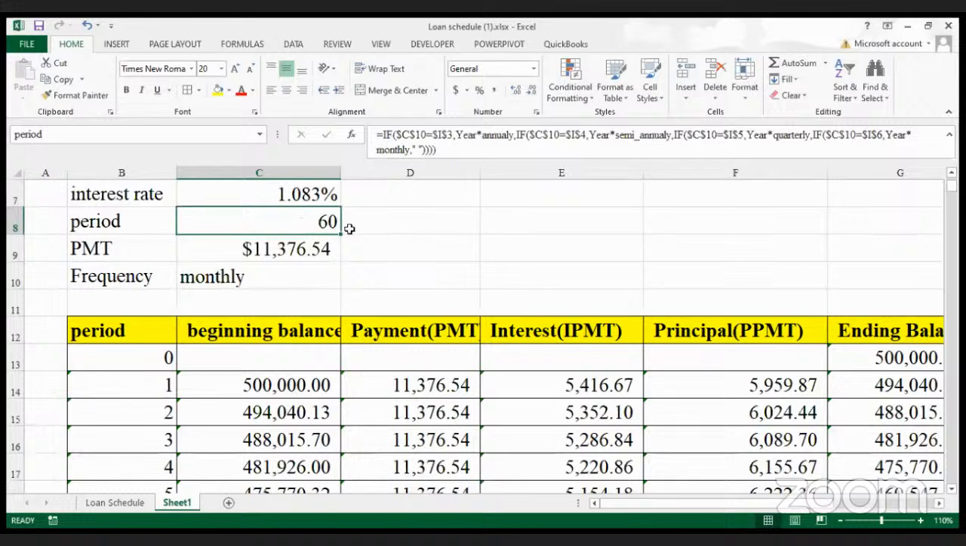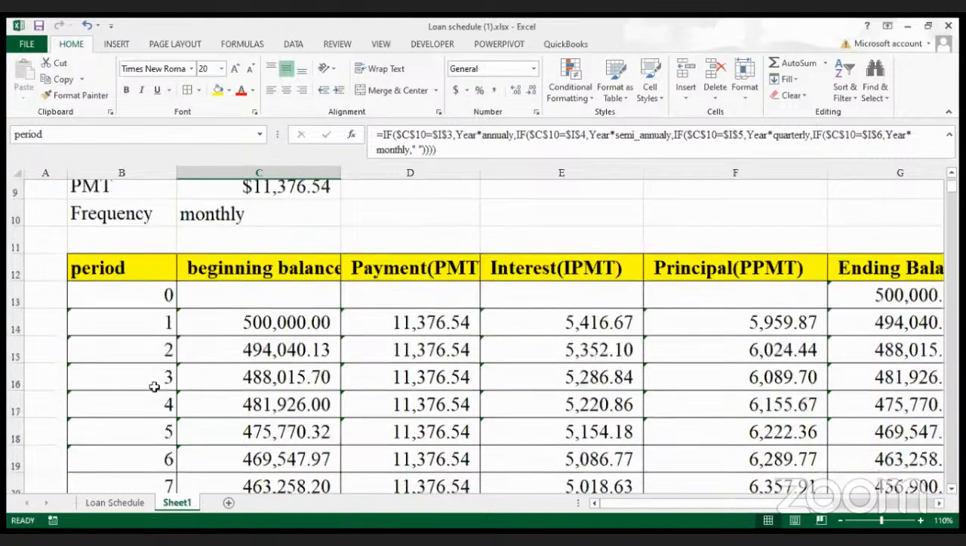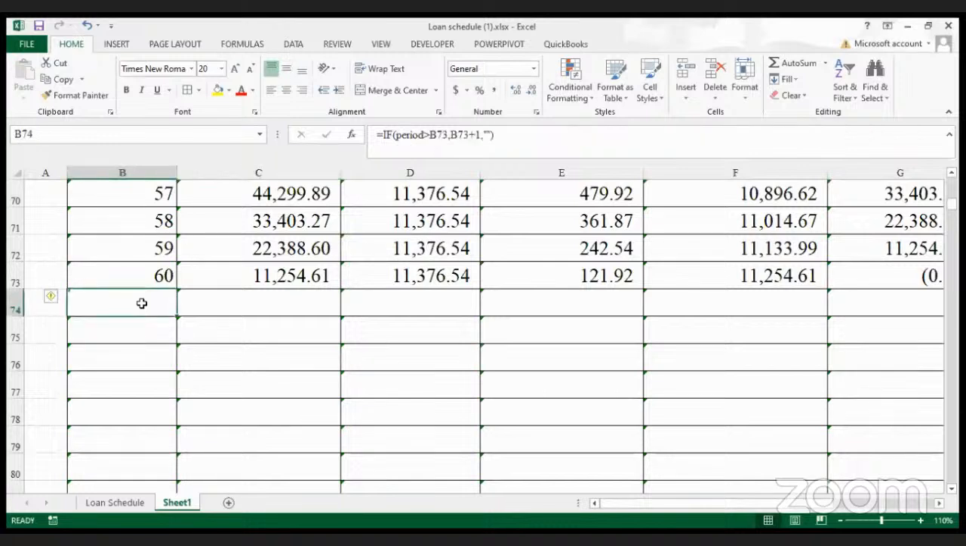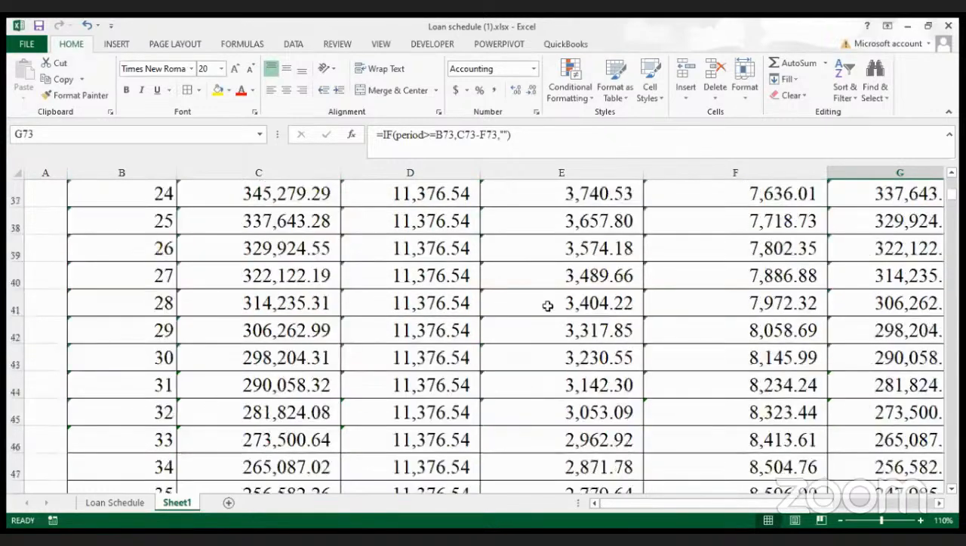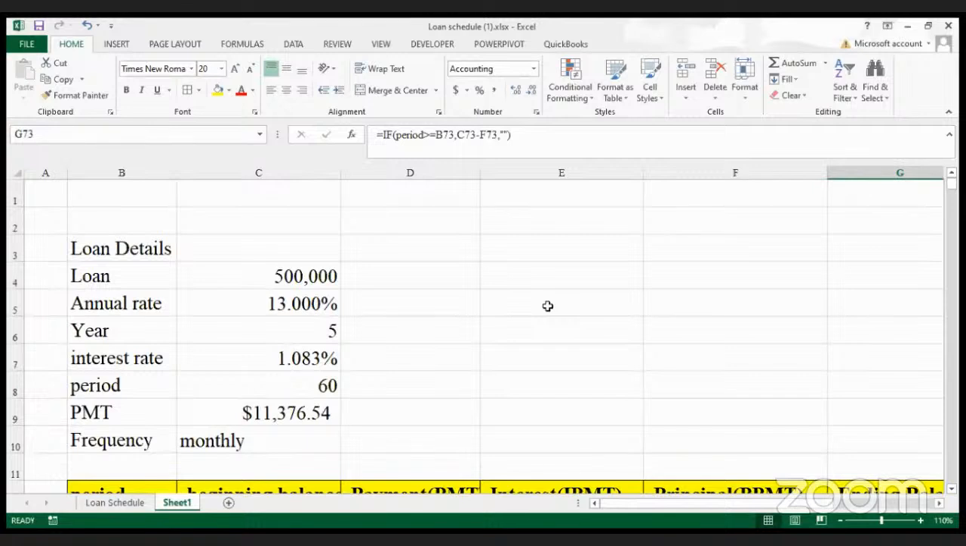So we expect that in period 60, we are going to have a 0 ending balance, and there is no period that is going to be after 60. After 60, we expect an empty cell. So that is what we have here as an empty cell, and we have 0 as the ending balance. That is how we automate our loan schedule.